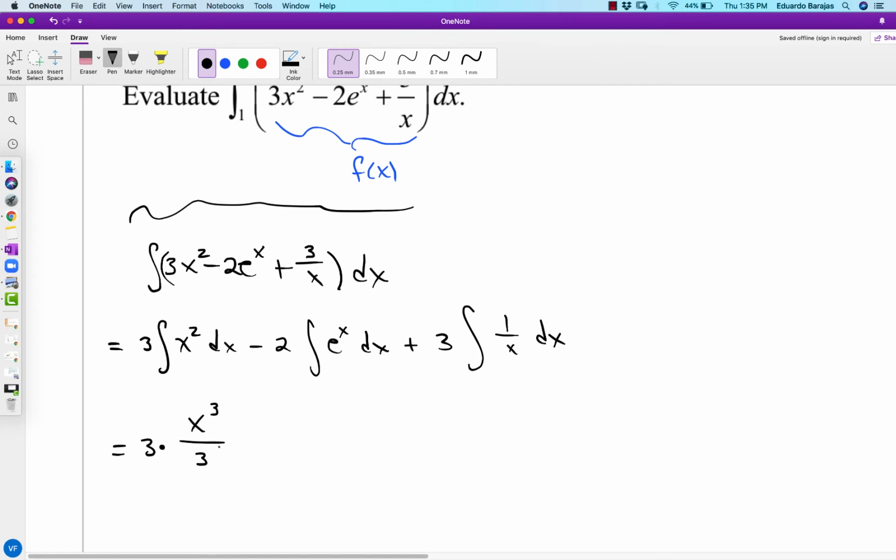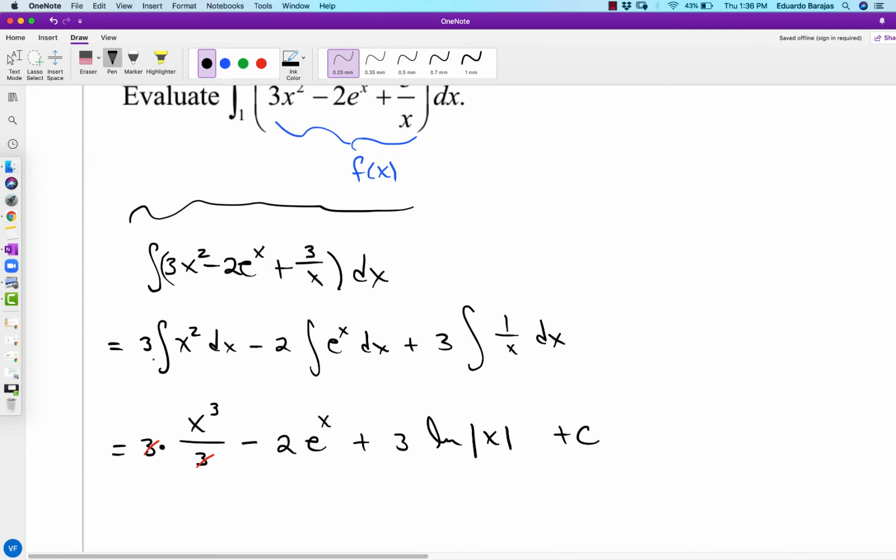This is the antiderivative. Minus 2, and then the antiderivative of e to the x is just e to the x, plus 3, and then the antiderivative of 1 over x is ln of absolute value of x, right? We just got to guarantee that this is a positive answer. And then for the antiderivative, there's a whole family of functions, so we have to note that there's a capital C there. Good. So now, of course, this simplifies by canceling that.